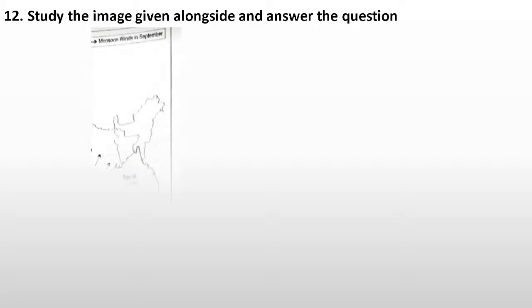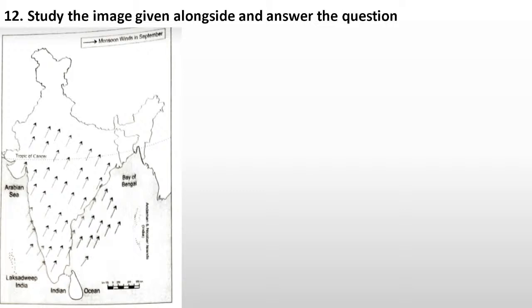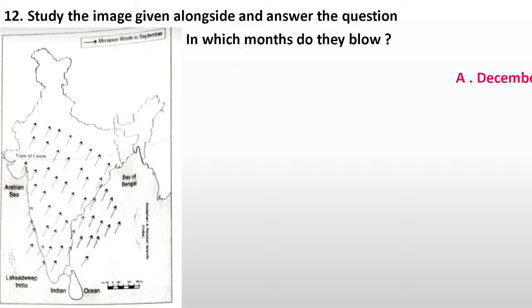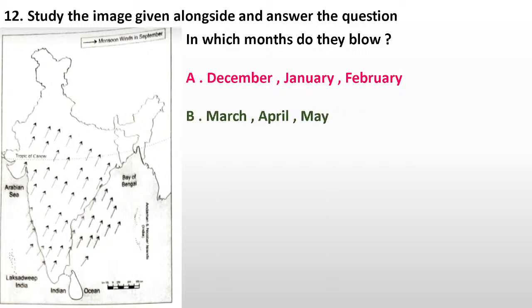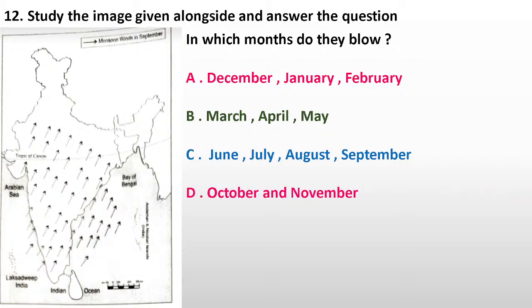Study the image and answer the question. Now look at this image properly. See the direction of the arrowheads which have been used here. And the question is, in which months do they blow? A. December, January, February. B. March, April, May. C. June, July, August, September. D. October and November. So answer this question. In which months do they blow?